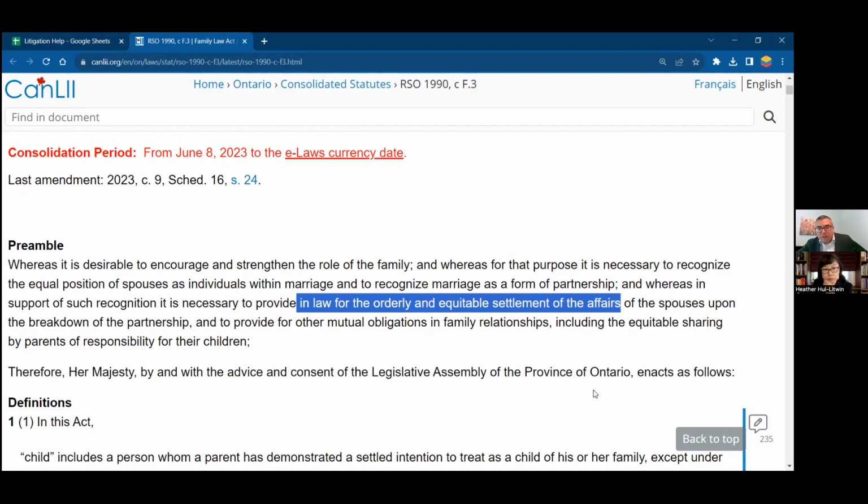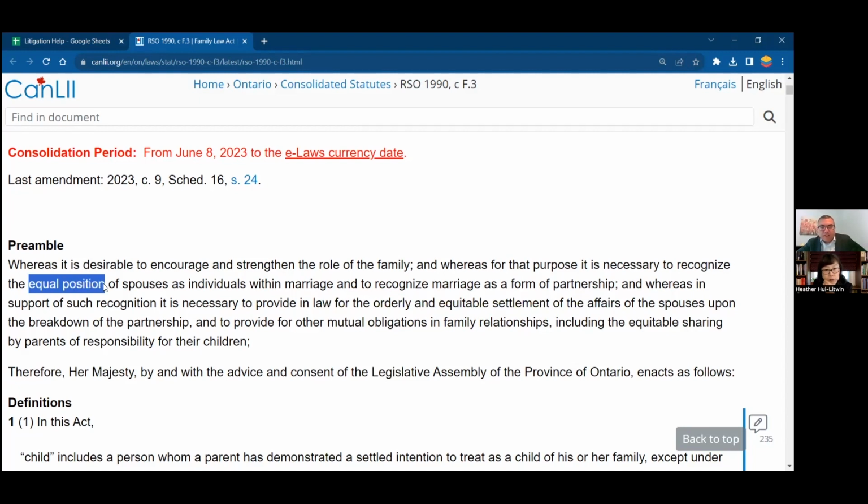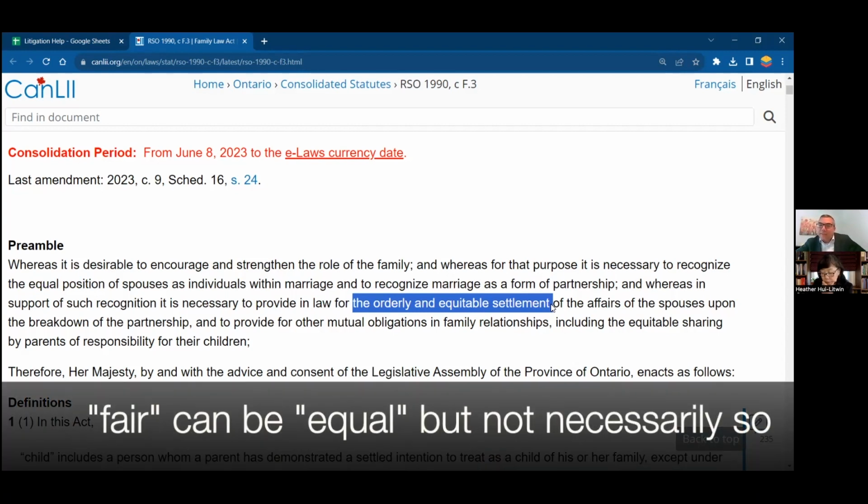The first thing you should notice is that the orderly and equitable settlement is a different word than right above over here where it says the equal position of the spouses. So we're looking for the orderly and equitable settlement. And the word equitable has two meanings. One meaning is fair. It's got to be a fair settlement. And fair could be equal, but it doesn't have to be equal. It has to be fair.